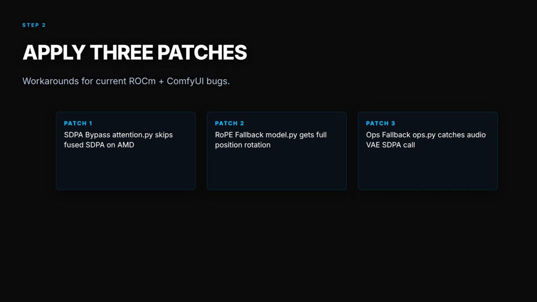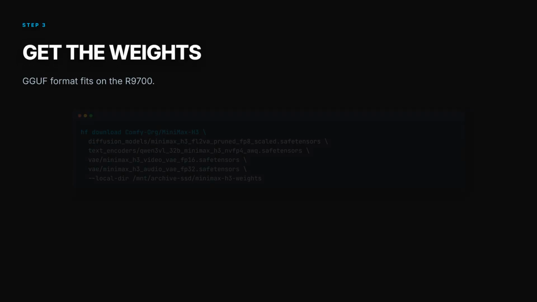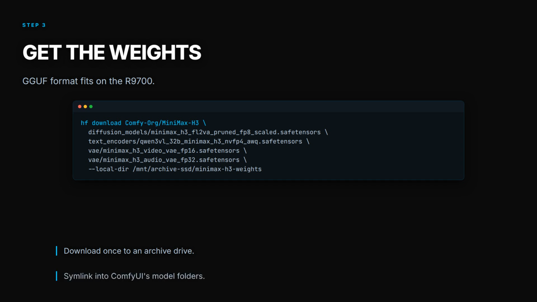All 3 patches live in the skill documentation. You copy them once, and they stay in place until ComfyUI updates. Step 3 is getting the model weights. The working path uses the GGUF version of MiniMax H3.